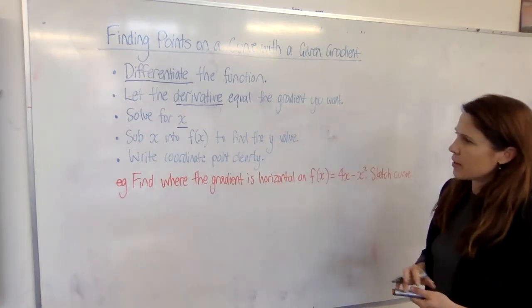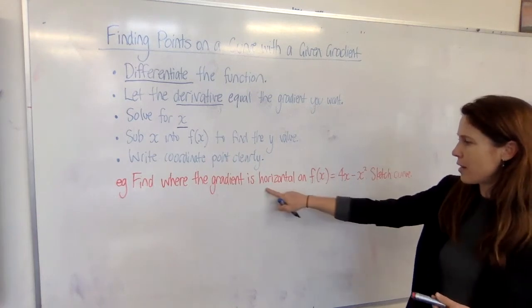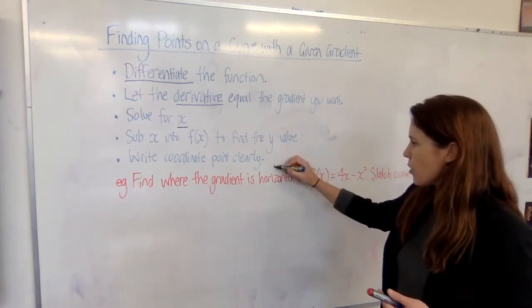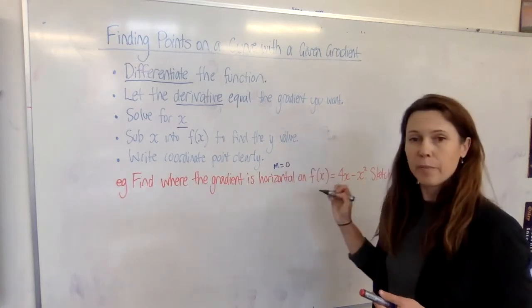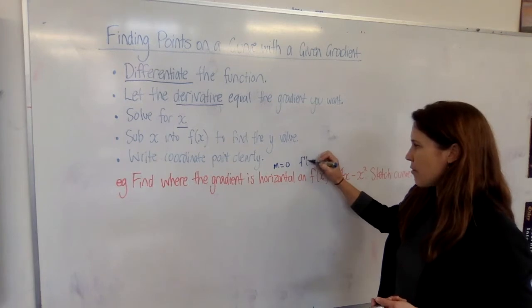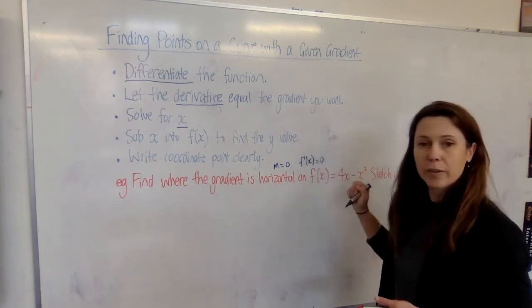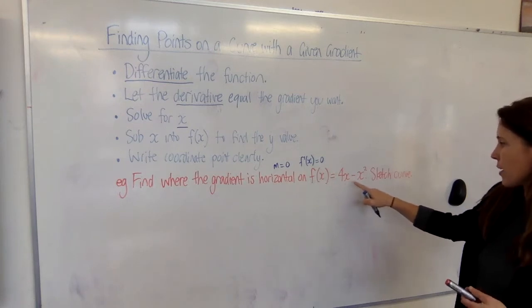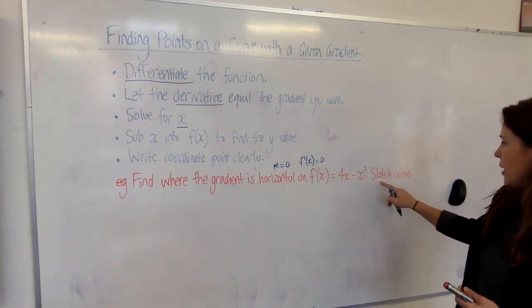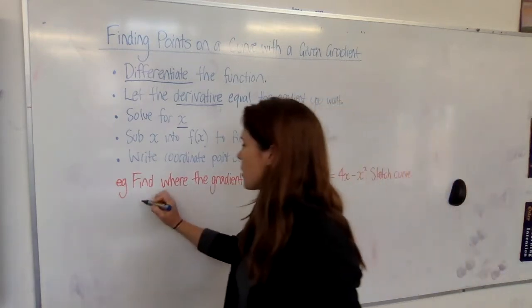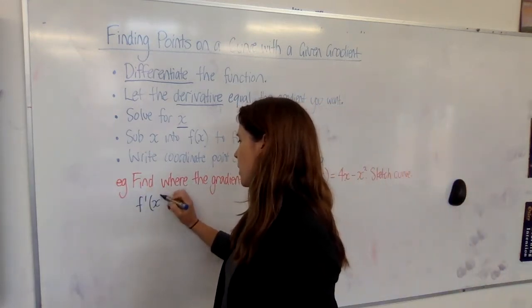So let's have a look at this example. We want to find where the gradient is horizontal. Now think, a gradient that's horizontal, that means we want a gradient that's equal to 0. So if we want the gradient equal to 0, we want f dash x equal to 0, don't we? Now here's our function, f of x equals 4x minus x squared, and it's asked us also to sketch the curve. Alright, so first thing I need to do is find f dash x.